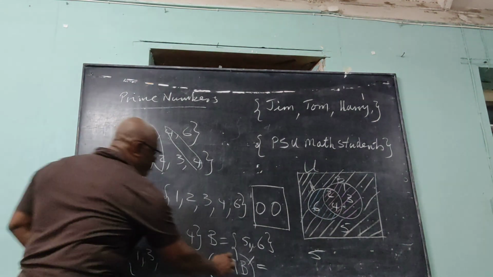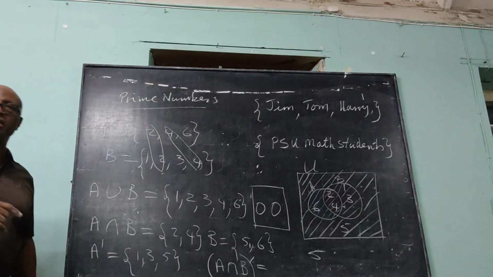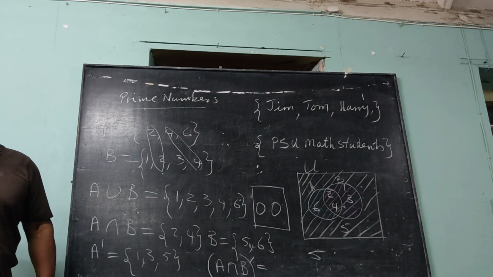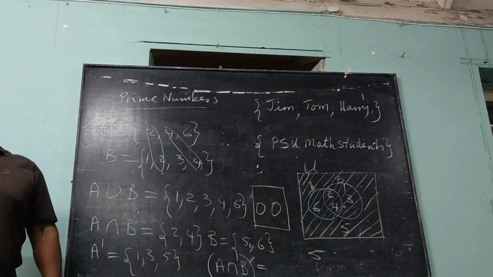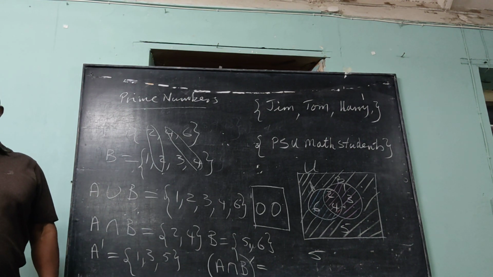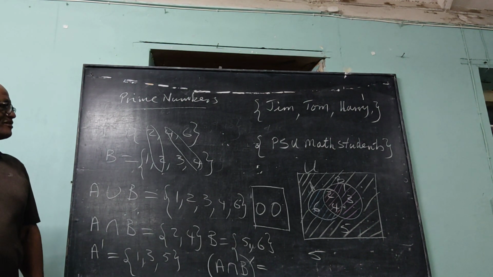We are dealing with the complement, right? Complement means outside. But outside of what? The intersection. What is the intersection? 2 and 4. Right. So everything else is outside: 1, 3, 5, and 6. Yes, that's what I said.